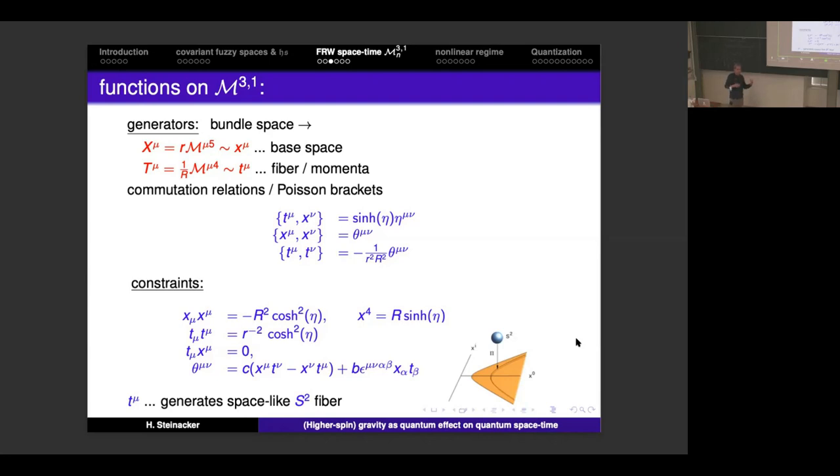The point is, this is all very explicit and you can understand it very well. I don't expect you to follow all these details now. You can work out some brackets explicitly on the bundle, and there are some constraints. So this is important. This constraint we have already seen comes from the hyperboloid type of thing. This is the radius of the two-dimensional internal sphere. So that T described this sphere. And it turns out that this sphere is embedded in a space-like way. That's very important to get the ghost-free theory.